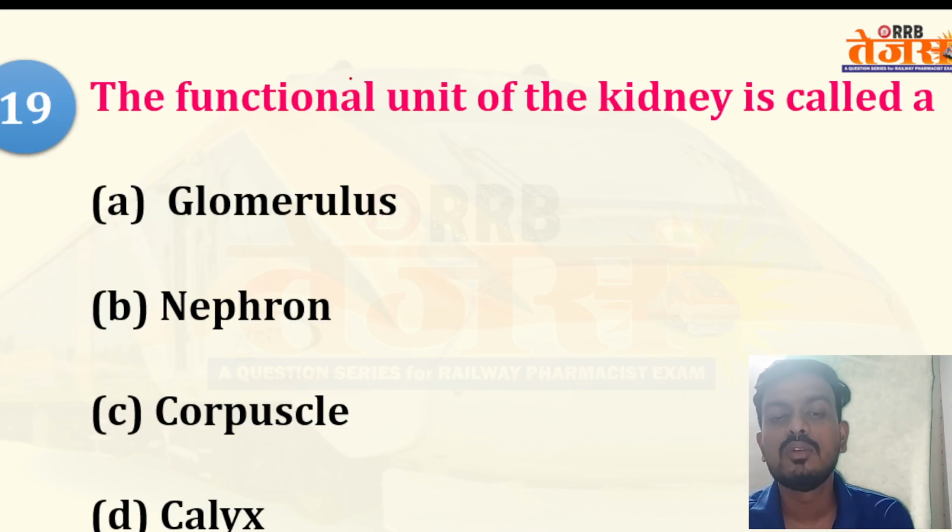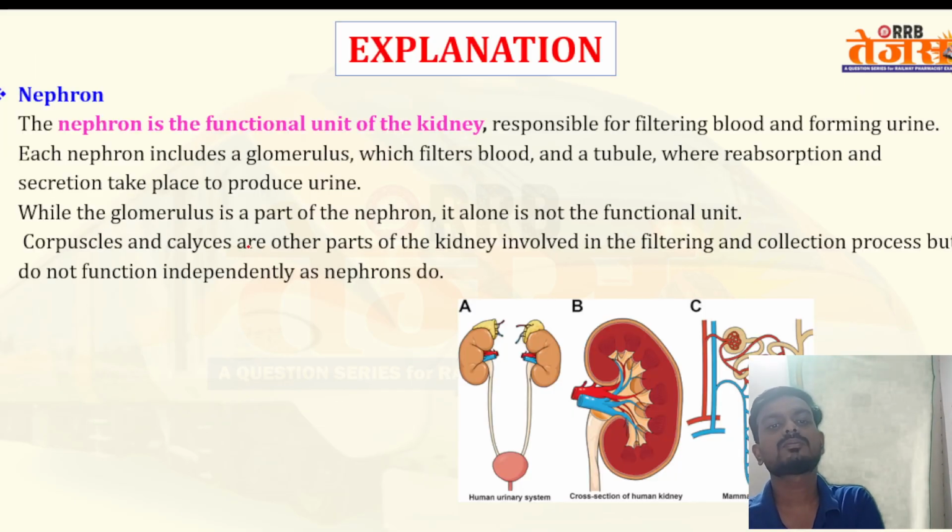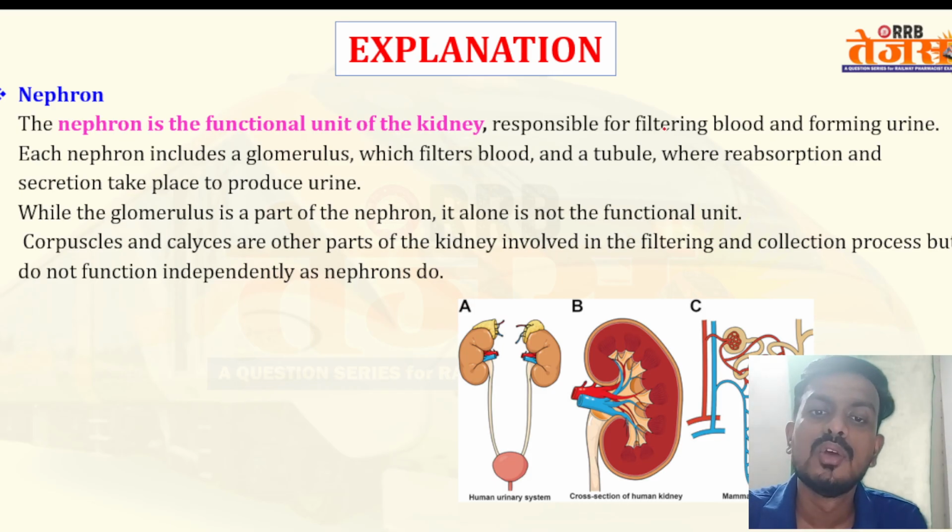The functional unit of the kidney: what is the functional unit of the kidney? Options are glomerulus, nephron, corpuscle, calyx. The right answer is nephron. Nephron is the functional unit of the kidney, responsible for filtering blood and forming urine.